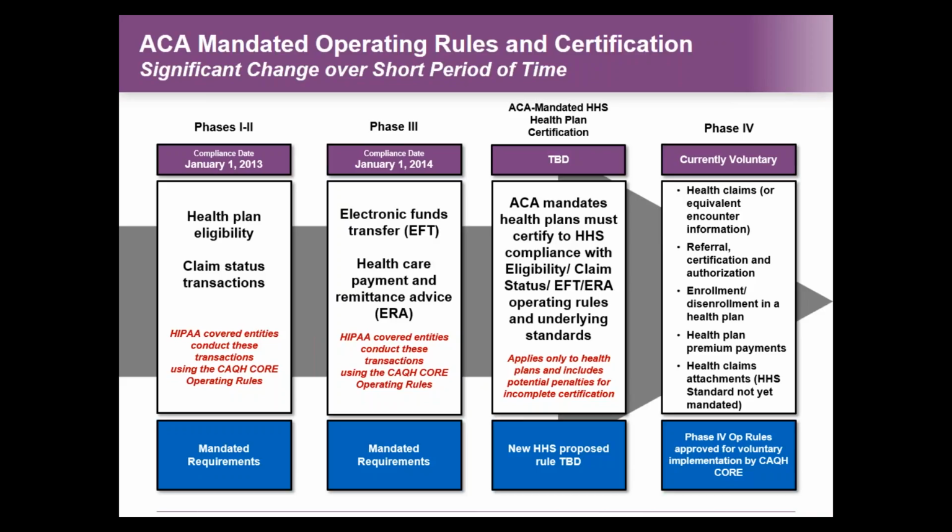The fourth piece of the ACA had a number of other transactions, and those were all packaged into the Phase 4, which we're going to talk about today, except for the attachments, because there is no recognized national mandated standard or standards. And so CORE is going to be continuing to do some additional work on those. You're going to see that in the coming months, but not formally submit any type of operating rules to HHS until there's a mandated standard.